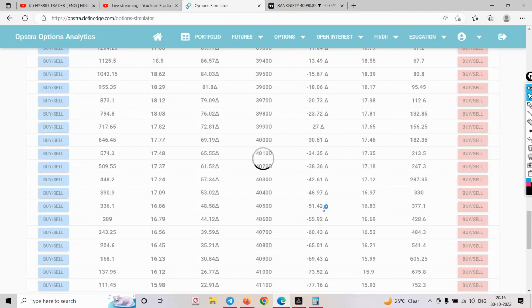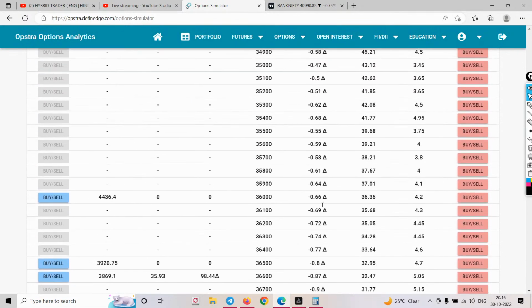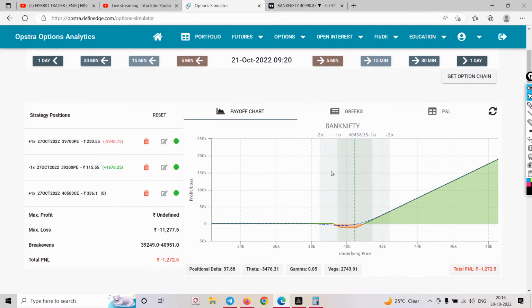Now the rule over here is simple. What did I say? I wanted to take the 50 rupees risk. That's it. Forget about this payoff graph. The moment you buy one naked call, the payoff looks very weird. This payoff shows you like 11,000 loss, but believe me, forget about this payoff.